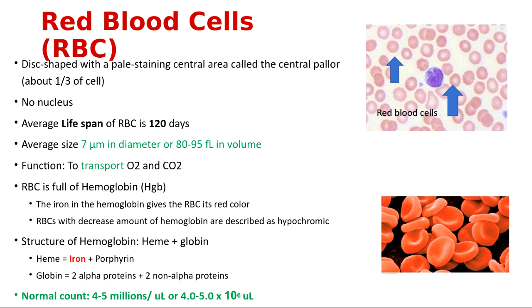So the function of red blood cells is gas movement. So deliver oxygen to the cells and pick up the CO2 and take it to the lungs so that we can exhale it. The red blood cells, they look like this.